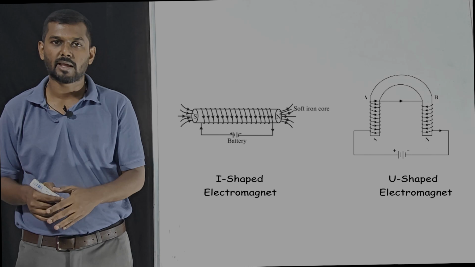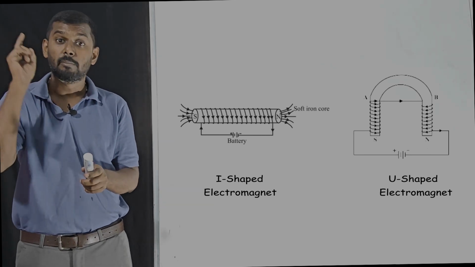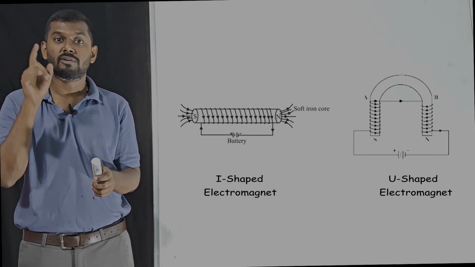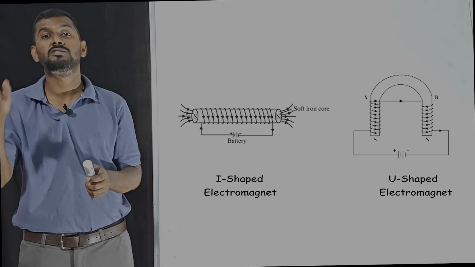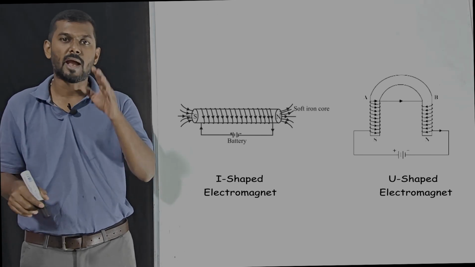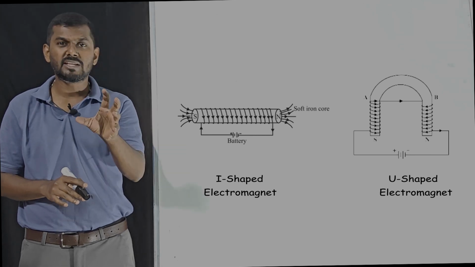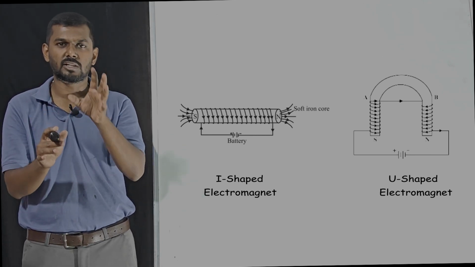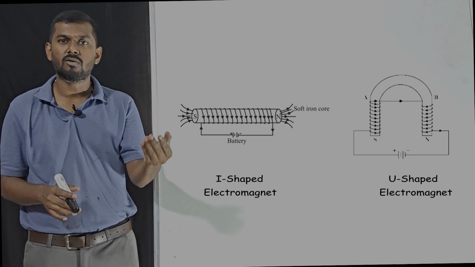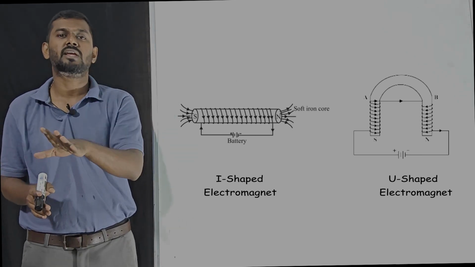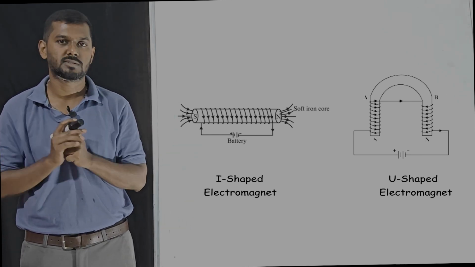When it comes to constructions of I-shape and U-shape magnets, constructions are not there, but based on the diagram, we need to identify the north pole and south pole of U-shape and I-shape magnets. That is very much important. Those are very easy to understand. There are some logics, some tricks. I'm going to teach it now. If you understand the trick, within 10 seconds you can get 3 to 4 marks.